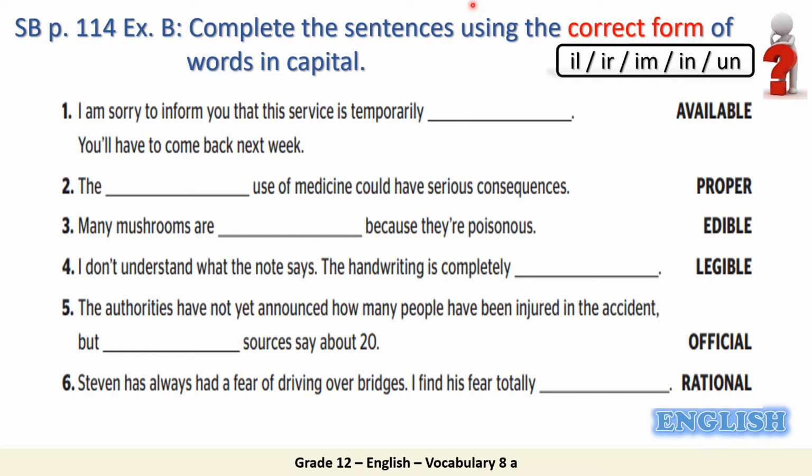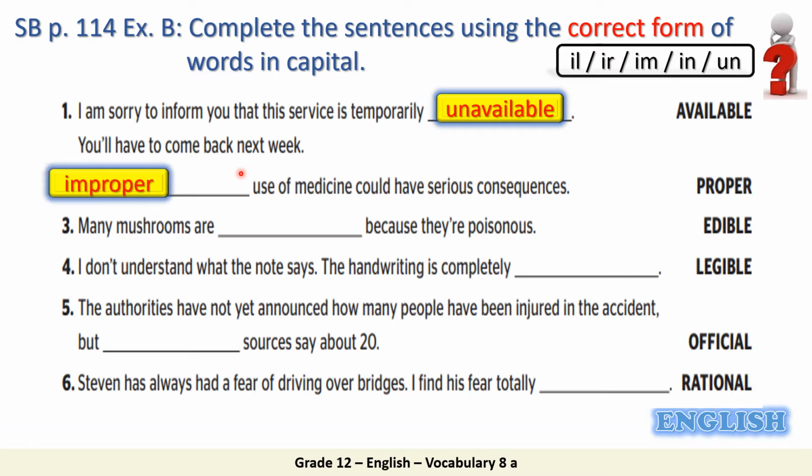Done? Okay, let's take number 1. Is your answer ready? He says, I'm sorry to inform you that this service is temporarily... Your answer, please. Exactly, unavailable. Something is unavailable, it means that thing cannot be used. Temporarily means for the time being, for a short time. You'll have to come back next week. About your answer to number 2, ready? Exactly, the improper, the wrong use of medicine could have serious consequences, serious effects, serious results.